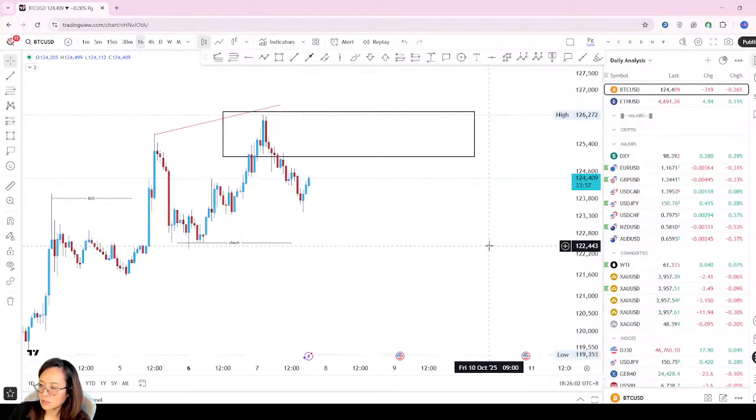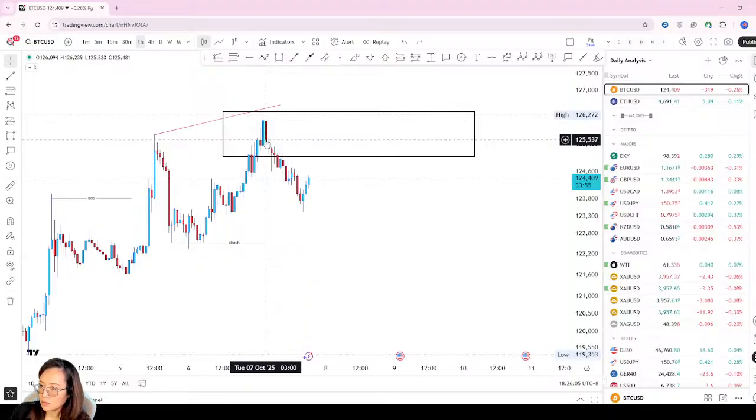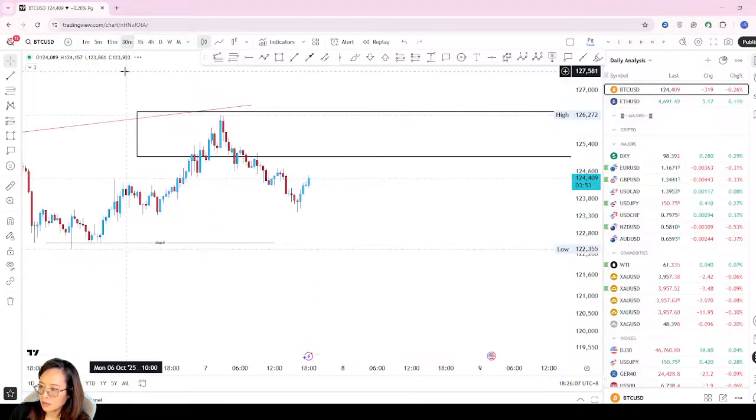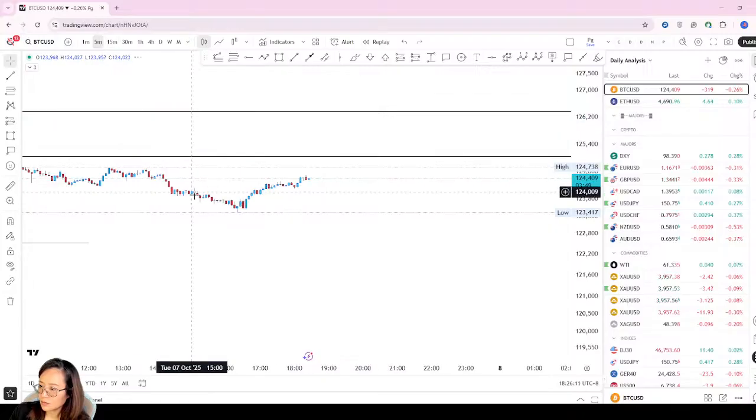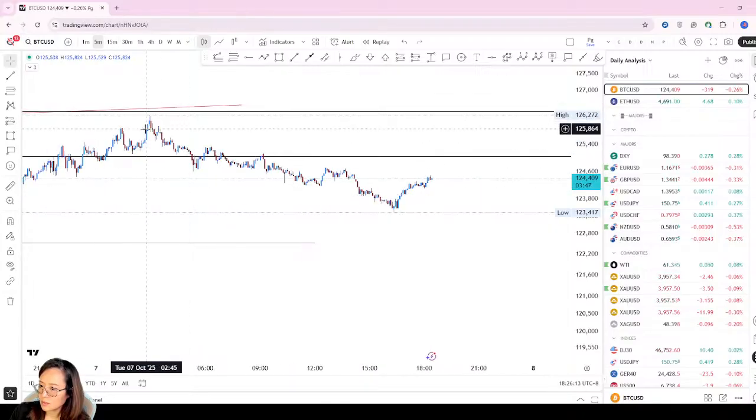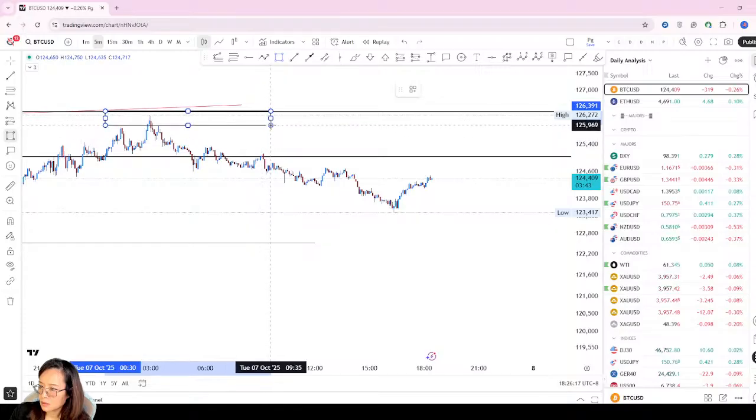Sell is risky. There's no OB. No OB here. No OB here. OB here, have the OB there. Small in the H1.